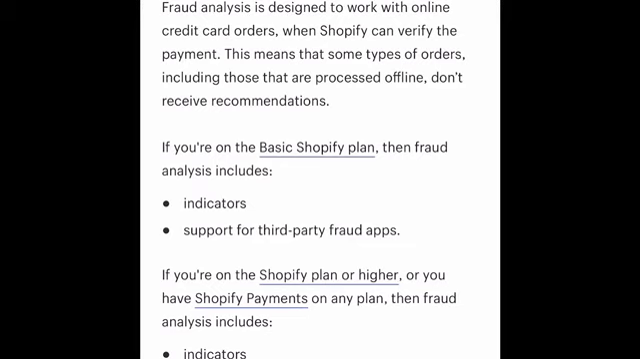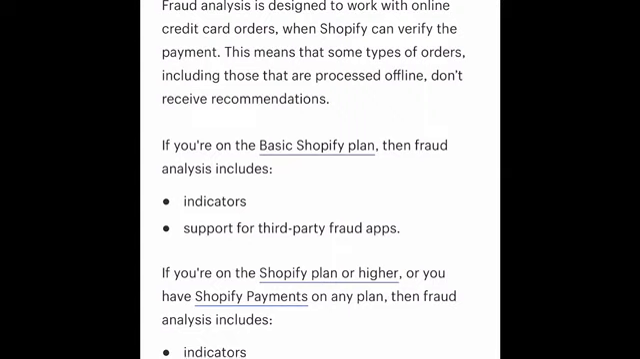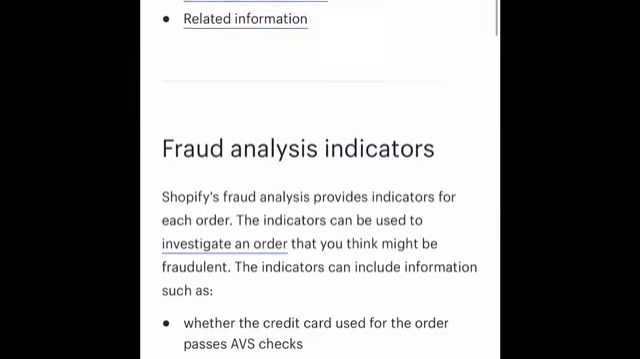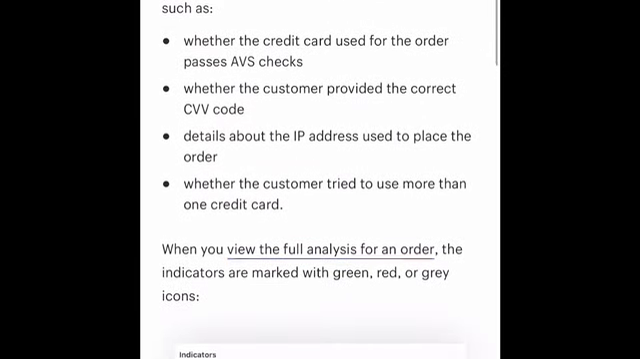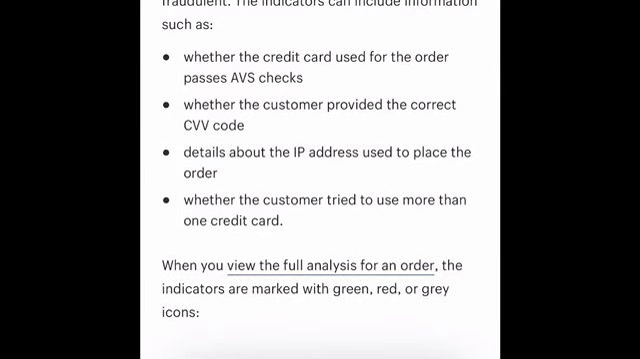In just a second, I'm going to scroll down. I just want to give everyone a chance to read through this here. But just a moment, I'm going to scroll down so that you can see the other feature. I scrolled too fast, I apologize. But you also get fraud recommendations. It just goes over what the fraud analysis is going to check for. So whether the credit card passes AVS checks, if the customer provided the correct CVV code, details about the IP address used to place the order.